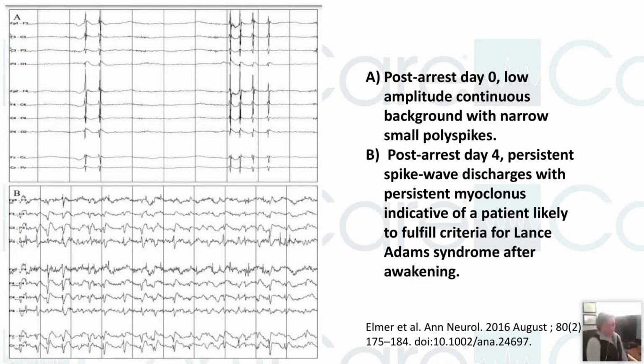For example here, continuous background, mixed frequencies.